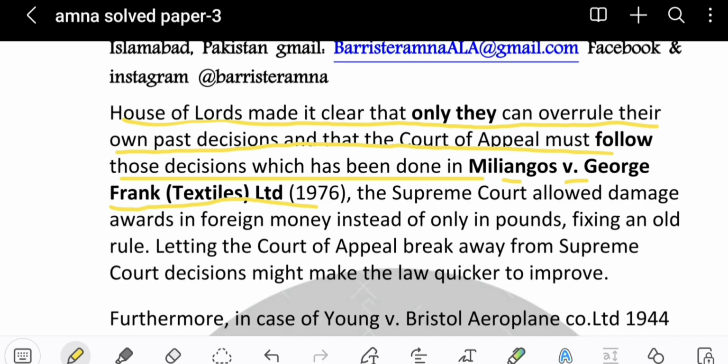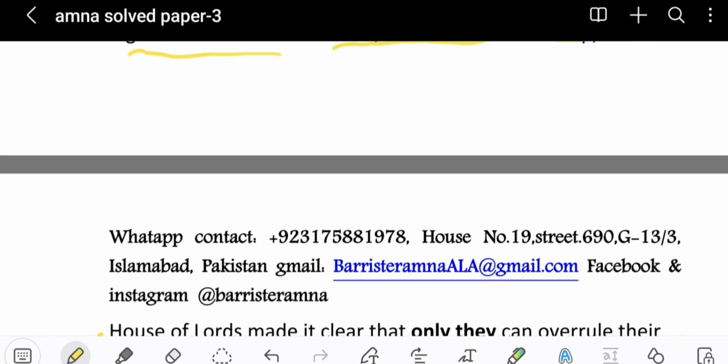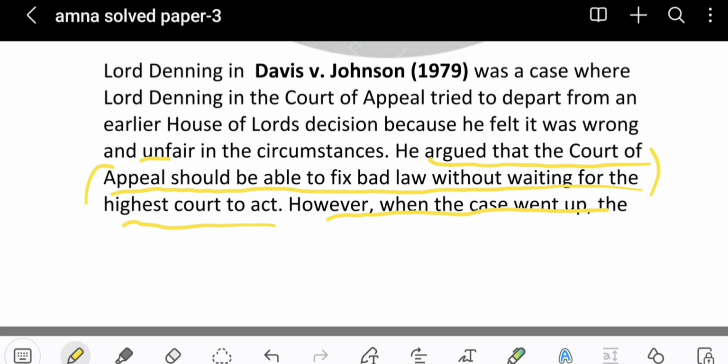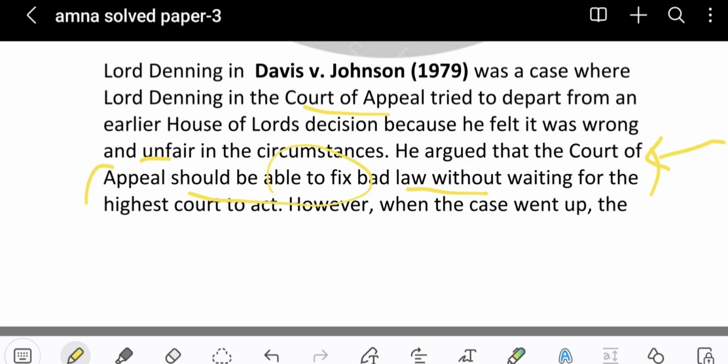So basically, in this whole paragraph, Lord Denning was consistently saying that the Court of Appeal should not follow the Supreme Court's decision if they are wrong. Here, Lord Denning argued that the Court of Appeal should be able to fix bad laws without waiting for the highest court to act.